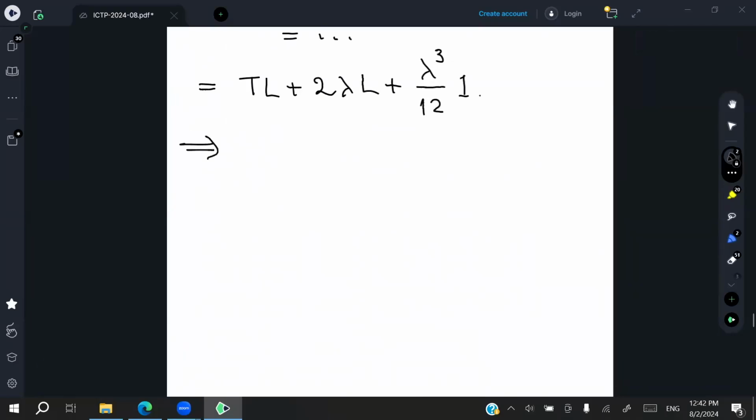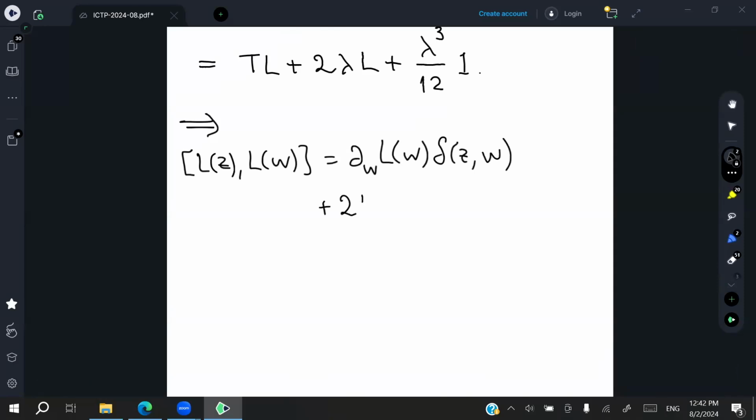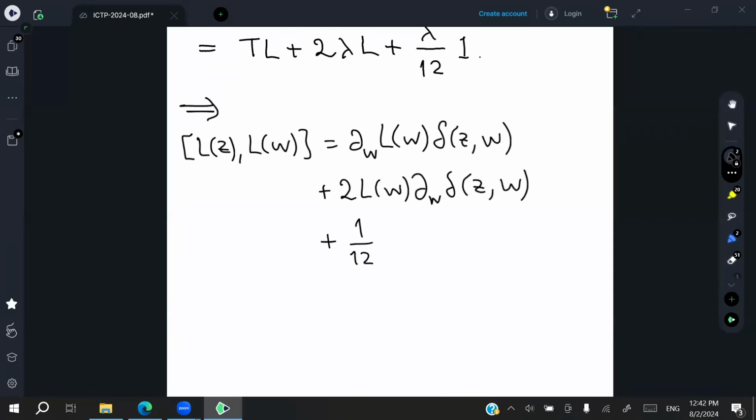So what this says, or more accurately, what this means by definition, is that L(z) L(w) equals the w derivative of L(w) times a delta function, plus 2 times L(w) times the derivative of the delta function, plus a twelfth times the third derivative of the delta function, acting on the unit field. Okay.